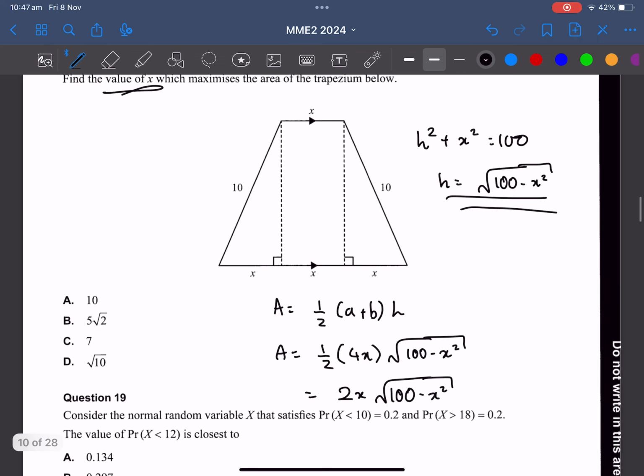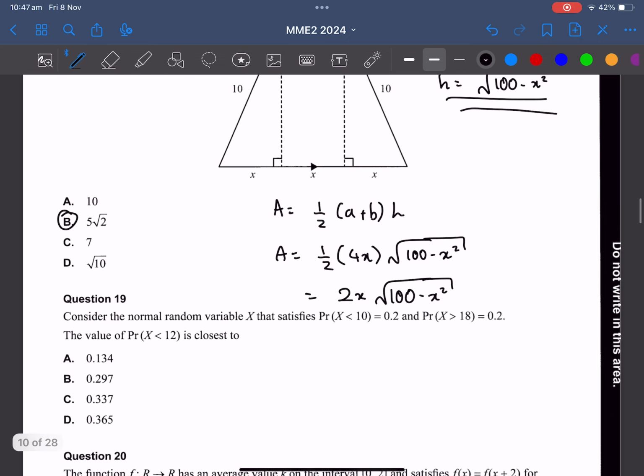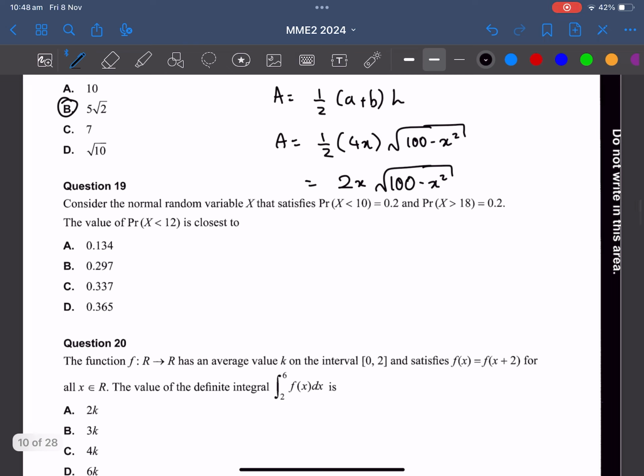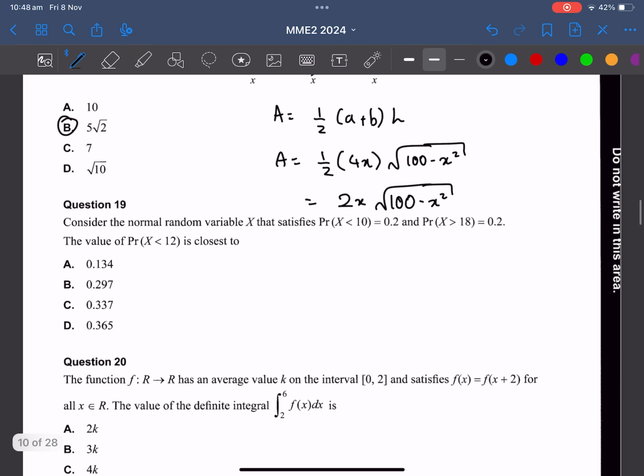So 5 root 2. Okay, consider the normal random variable x that satisfies probability x is less than 10 is this and x is greater than 18 is this. The value of this is closest to. Okay, so for this, I'm just going to use the standard normal. So z is equal to x minus mu over standard deviation. So 0. Oh, actually we have to find the value of z.